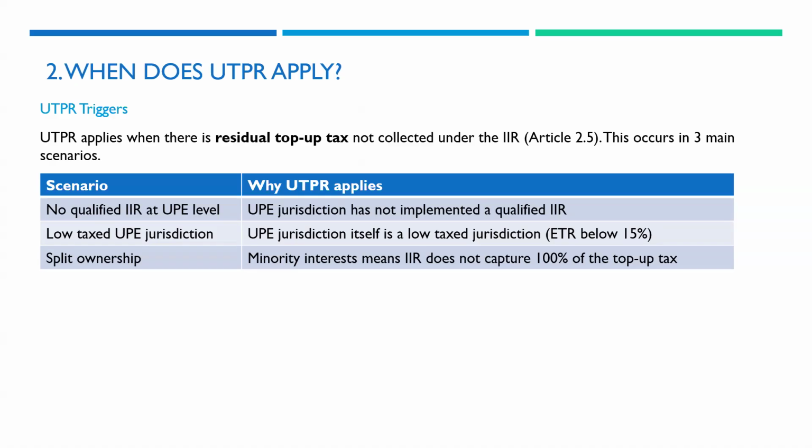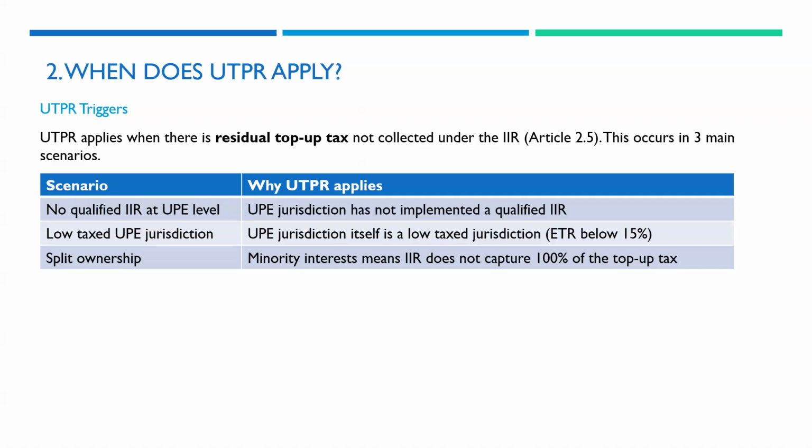Now let's assume that the IP is also in a jurisdiction where there is no qualified IIR. It could happen, right? So IIR may not be implemented at all because they don't have a jurisdictional qualified status. In such a scenario, UTPR kicks in, and 100% of the top-up tax becomes residual top-up tax. Then you have to collect it, right? That's why there is UTPR.